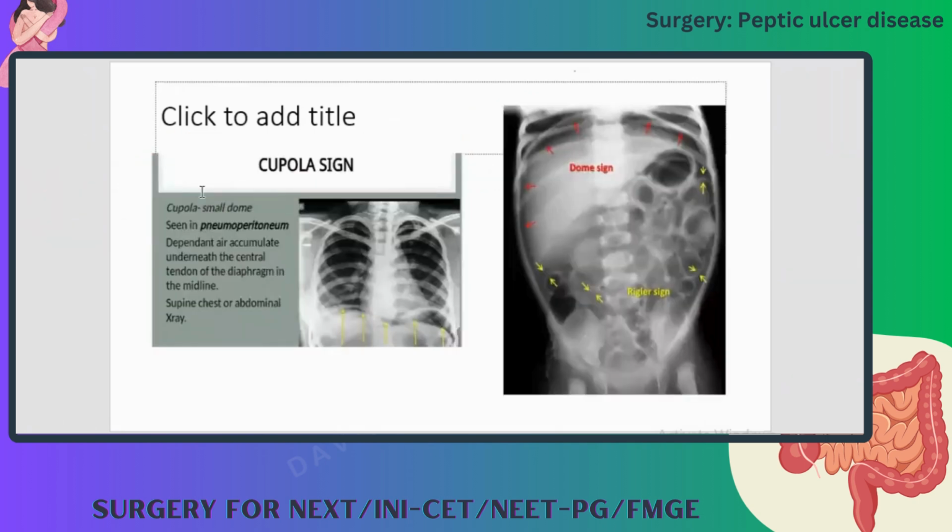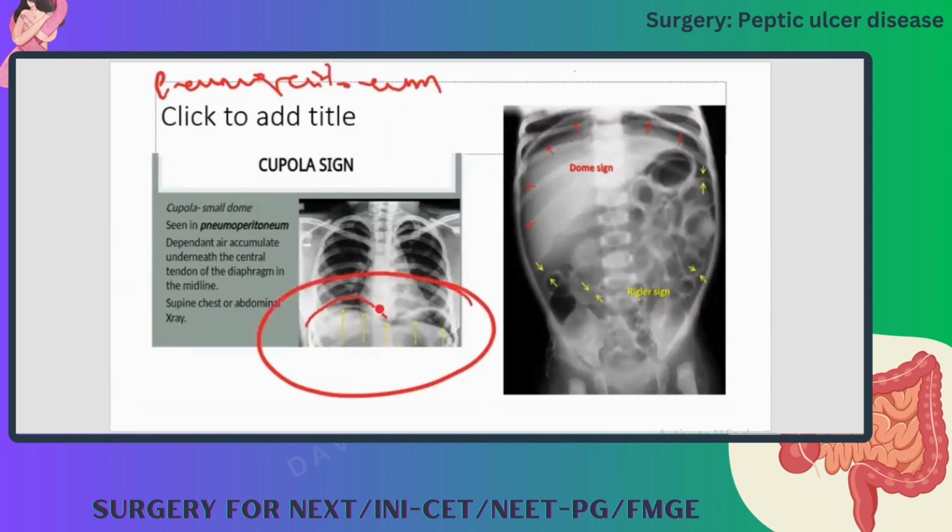See here, these are signs of pneumoperitoneum. See here, there is diaphragm here. Are you able to appreciate the diaphragm, the yellow lines? See both the diaphragms are clearly visible. There is air under the diaphragm. Here also there is air under the diaphragm.